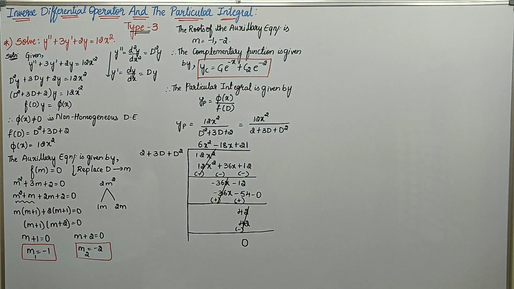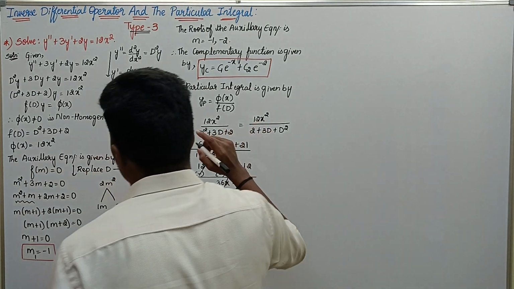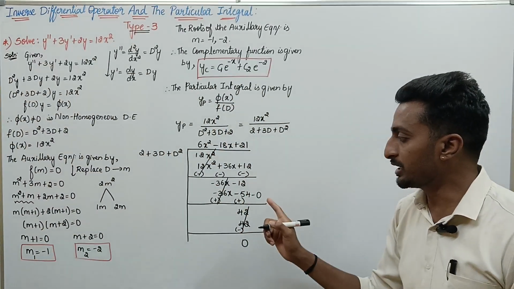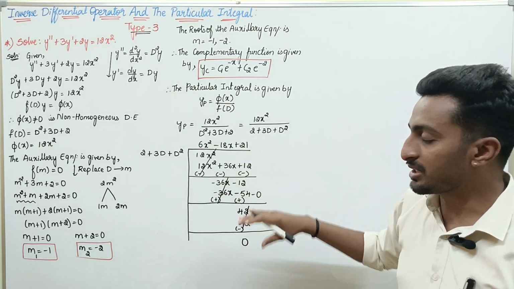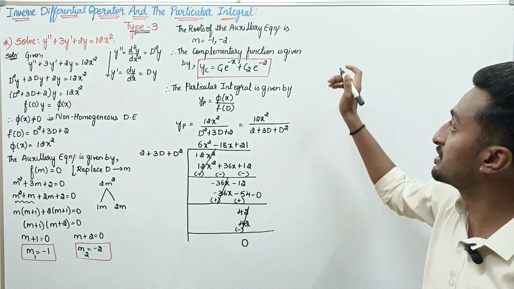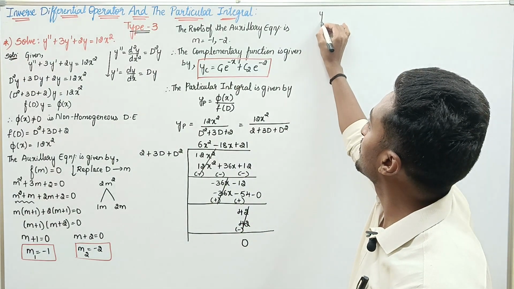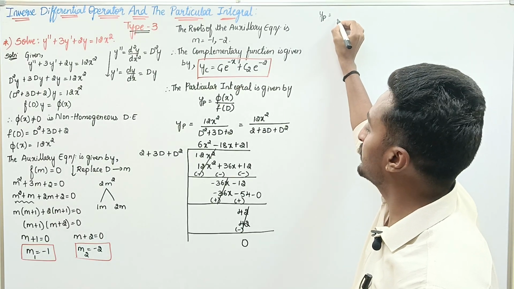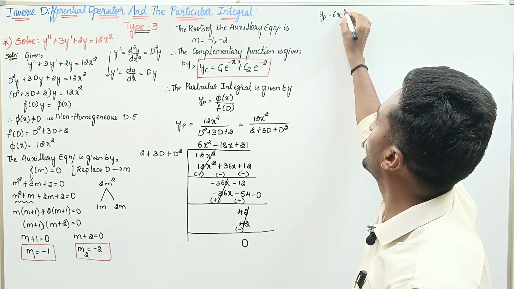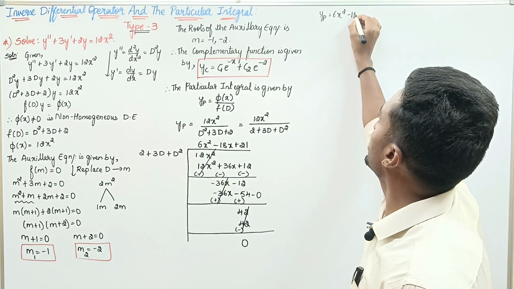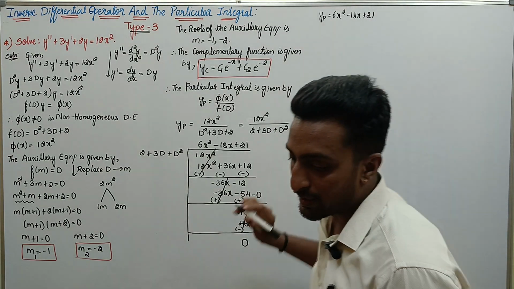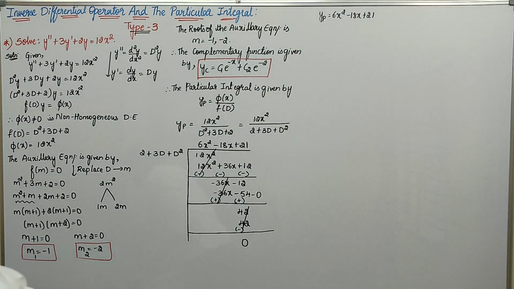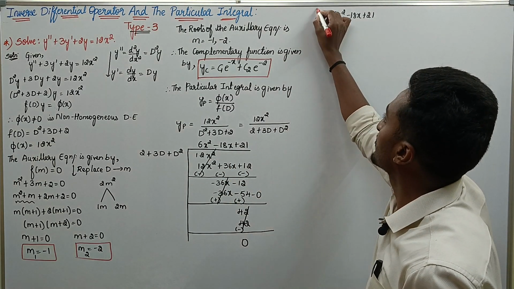What does this type 3 represent? Type 3 is representing x to the power of n. On that basis, you are supposed to simplify like this. After simplifying like this, you can represent the solution, that is yp. Yp you can represent directly, that is 6x square minus 18x plus 21 is the particular integral of the given differential equation.